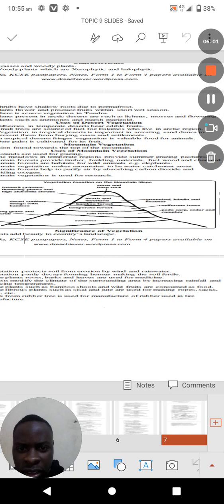Okay, the second one is savanna. We have types of savanna. We have the wooded or tree grassland, then we have the bushland and the thicket, then we have the highland grassland. Then the third one is the semi-desert and desert.